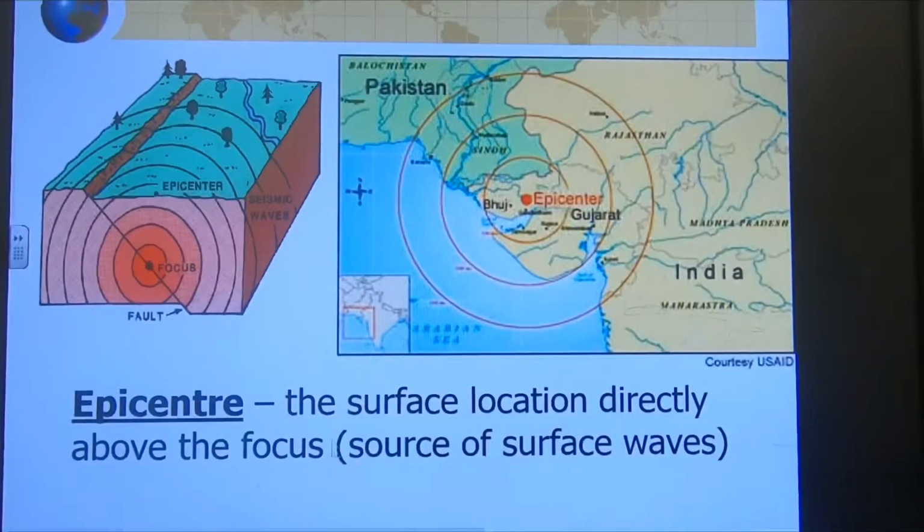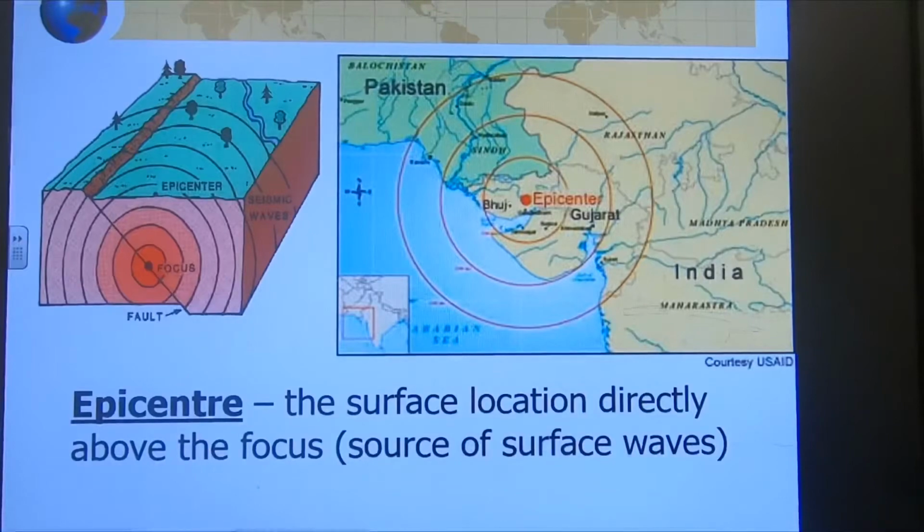Now, the epicenter is the place on the surface directly above the focus where we feel the damage. So for example, here's where the earthquake begins, but this is where we actually see the results of that earthquake. And we call that the epicenter.